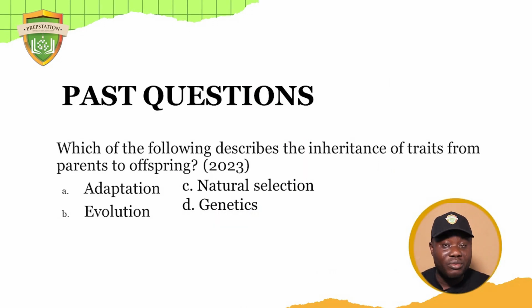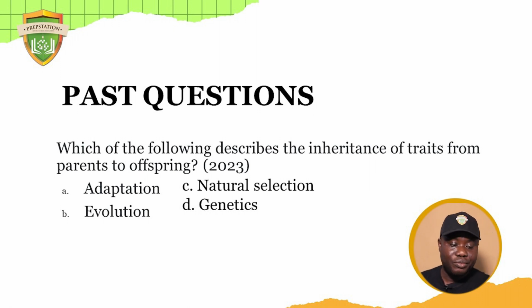Okay, so let's look at some of the questions that do come up from this topic. The first one says: which of the following describes the inheritance of traits from parent to offspring? A, adaptation; B, evolution; C, natural selection; D, genetics. The answer here is D, which of course is genetics.